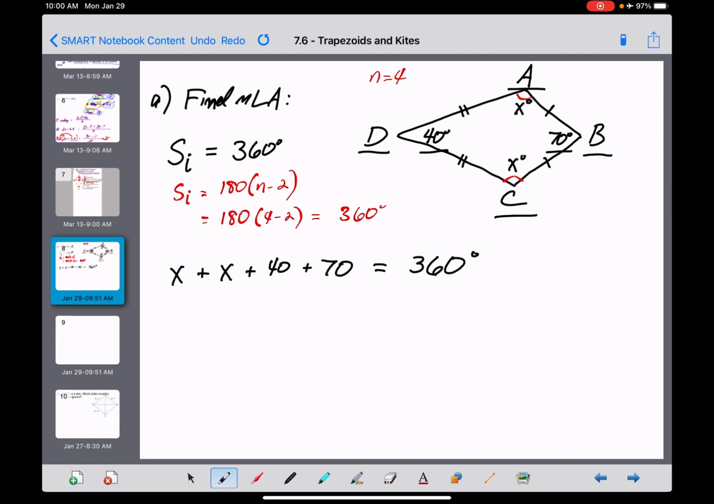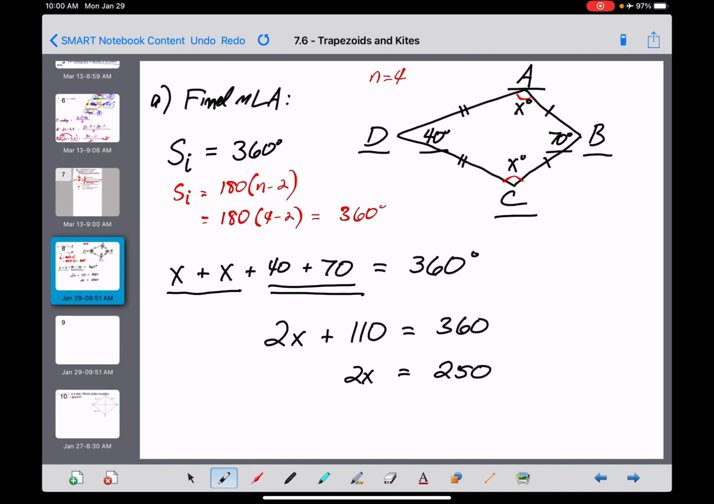And now we have a pretty easy equation to solve. I'm going to combine those two like terms and those two like terms. X plus X is 2X. 40 plus 70 is 110. All of that is going to equal 360. We're going to subtract the 110 from both sides and get 2X is equal to 250 degrees. And divide by 2, we're going to get X is equal to 125. And that is what we were looking for here for the measure of angle A.